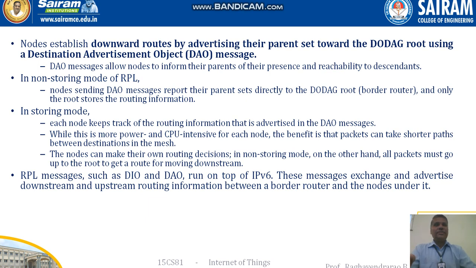The RPL messages such as DIO and DAO run on top of IPv6. These messages exchange and advertise downstream and upstream routing information between the border routers and the nodes under it. So as we have the hop counts and all these things advertised by the objects themselves, they will work out which is the shortest path. So based on that, this is a good protocol where nodes can take their own decisions for reaching the destinations in a faster manner.